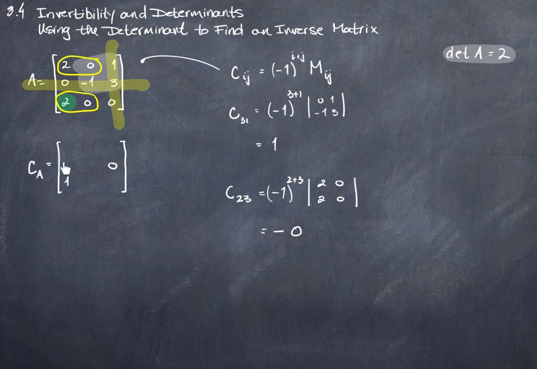Every entry in this matrix is going to have an entry in the same position in its cofactor matrix that gets built that same way. I'm just going to do that off screen and I'll be back in a minute.